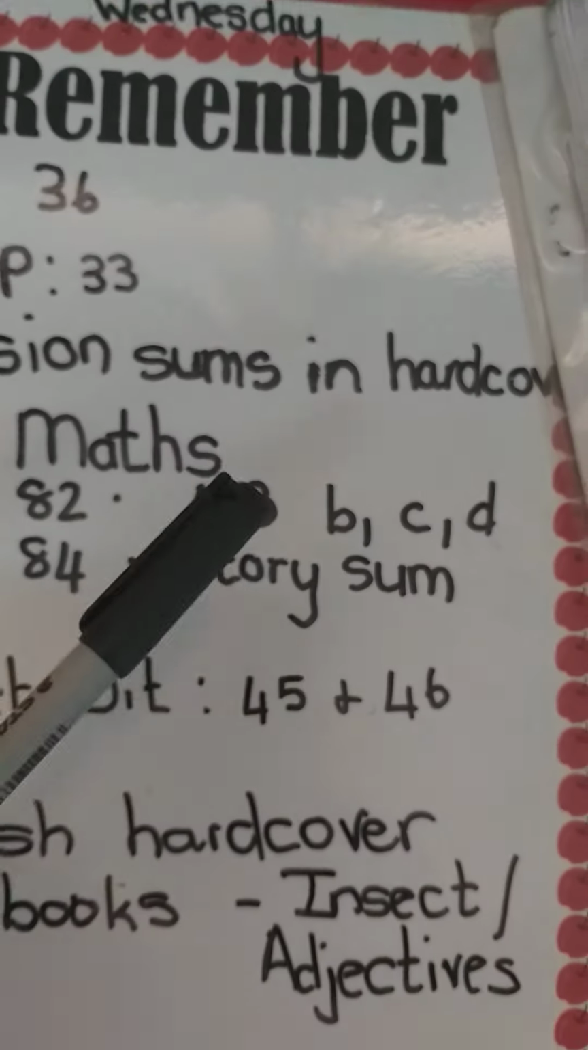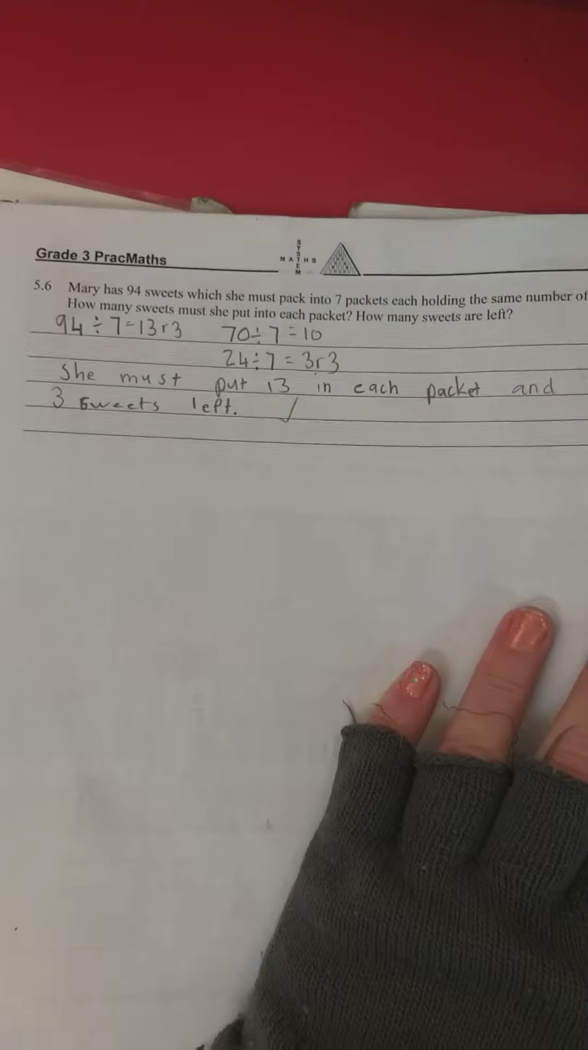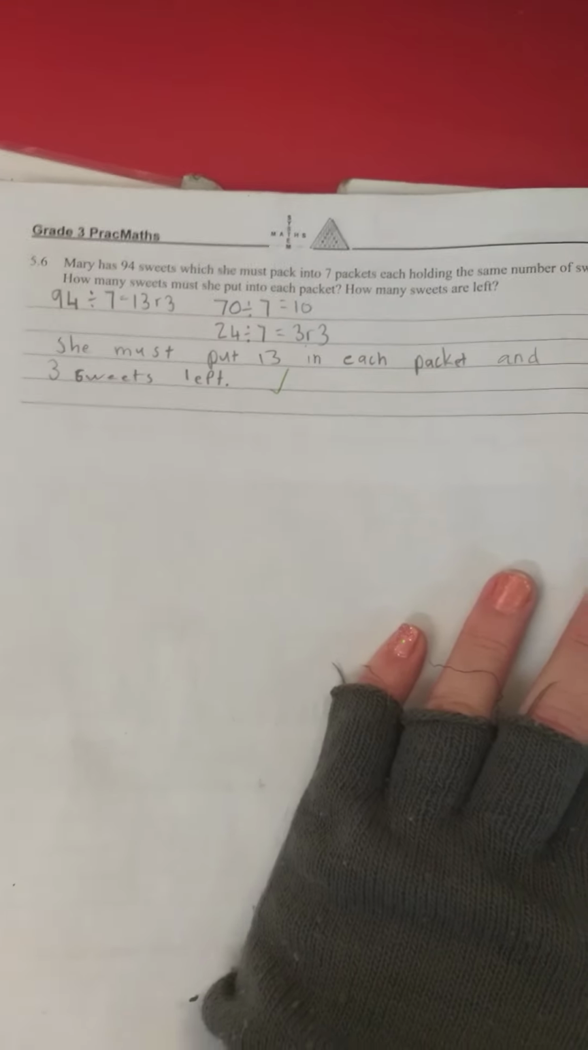And then there's just one story sum that we're going to do on page 84. If you go to page 84, there is only this one story sum. I want you to read the problem and work it out. It does have a remainder.